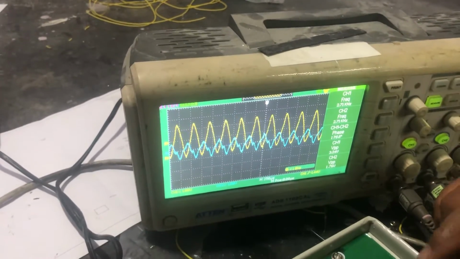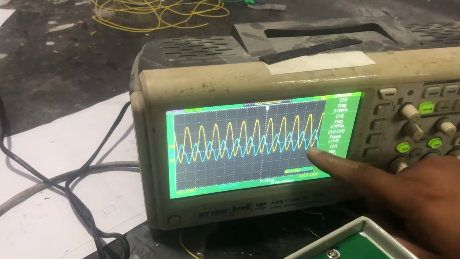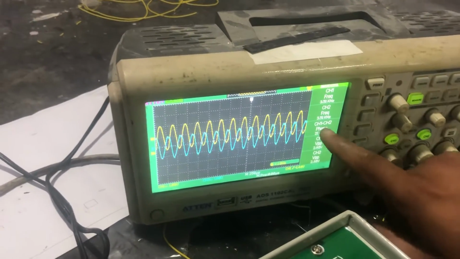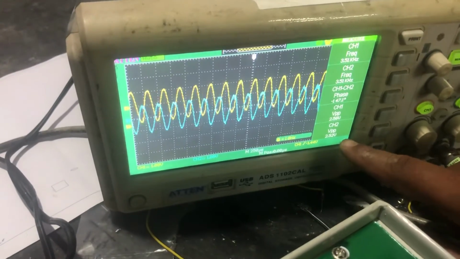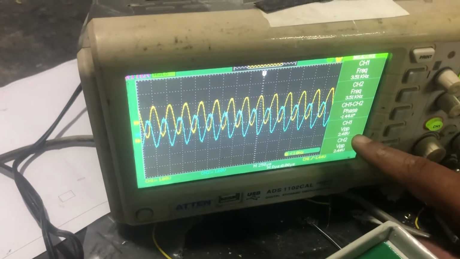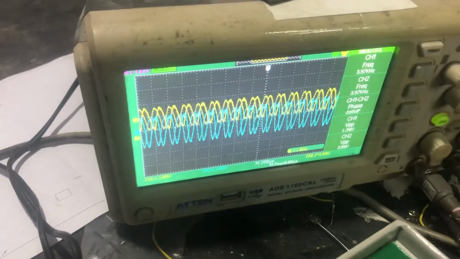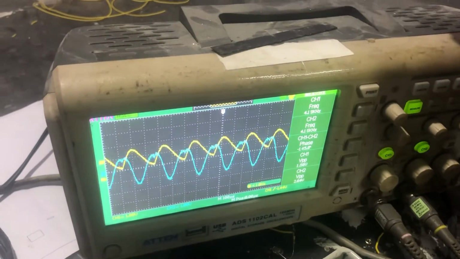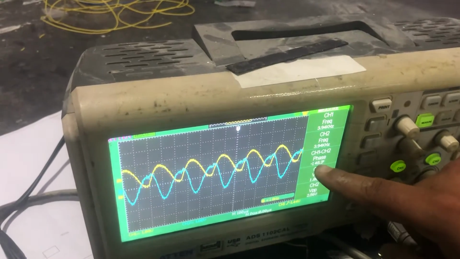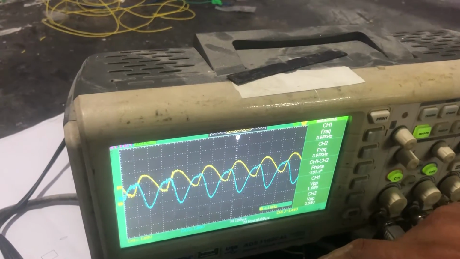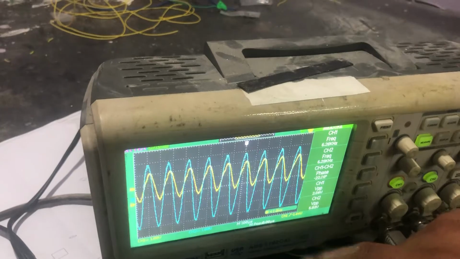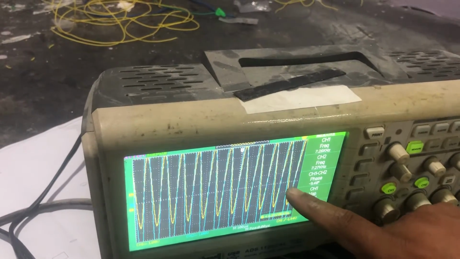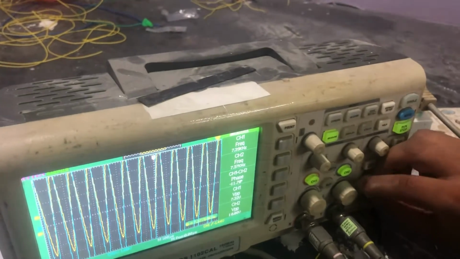When you increase the frequency, both amplitudes rise, and they reach equal amplitude at the cutoff frequency of about 4 kilohertz. You can see channel 1 and channel 2 have similar waveforms. At 4.17 kilohertz, this is the cutoff frequency. When you increase the frequency, the pass band begins, and input and output are similar.